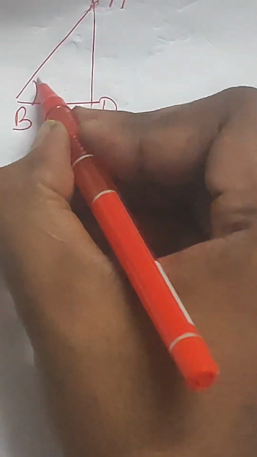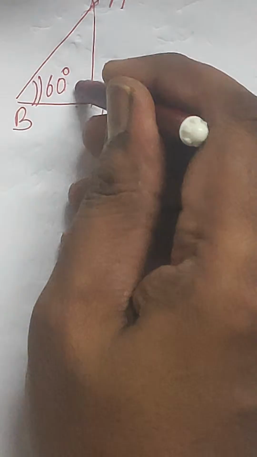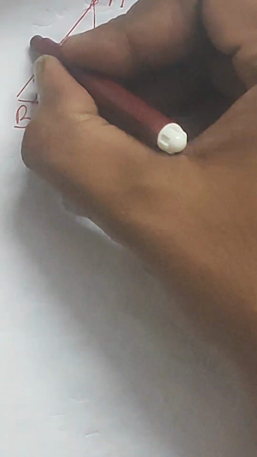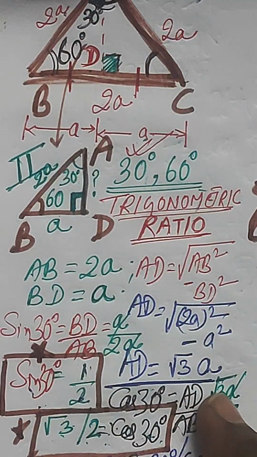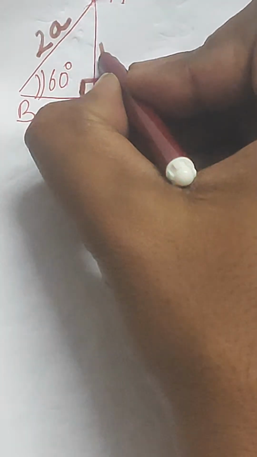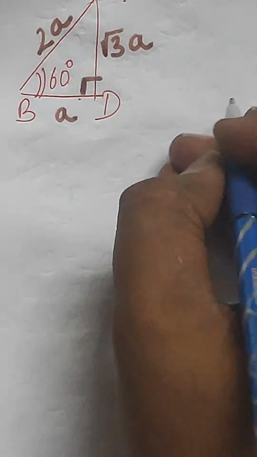ADB, this was 60 degree, right? And this angle was 90. This was 2A, this was A, and this was how much? AD. AD we have calculated as root 3A, right? So just put the value of root 3A here.